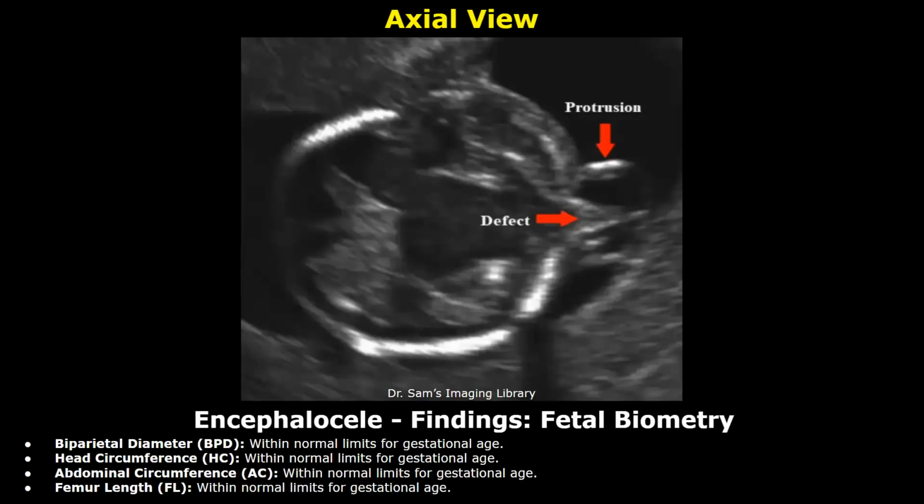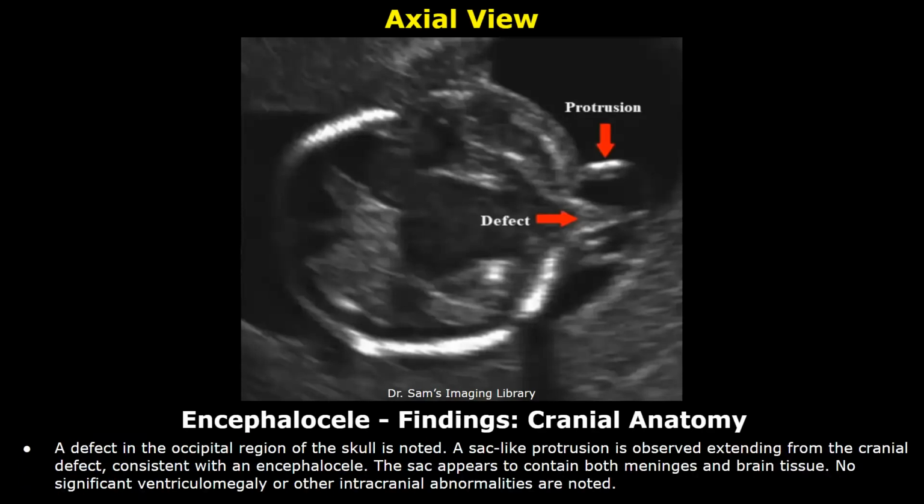The biometric parameters are all within normal limits. Cranial anatomy: a defect in the occipital region of the skull is noted. A sac-like protrusion is observed extending from the cranial defect, consistent with an encephalocele. The sac appears to contain both meninges and brain tissue. No significant ventriculomegaly or other intracranial abnormalities are noted.